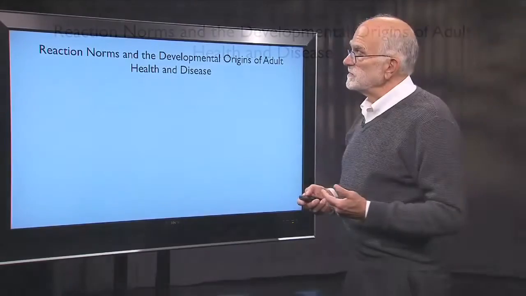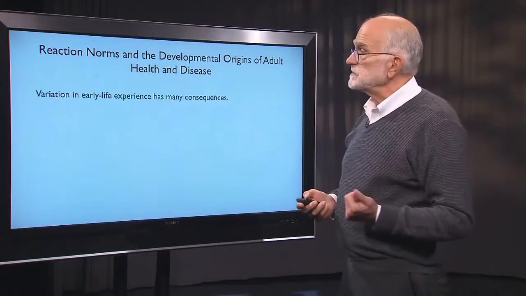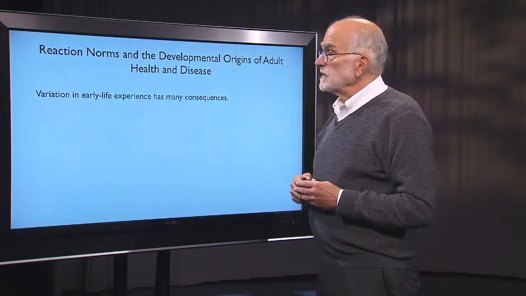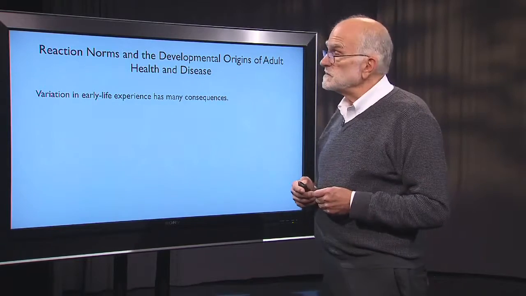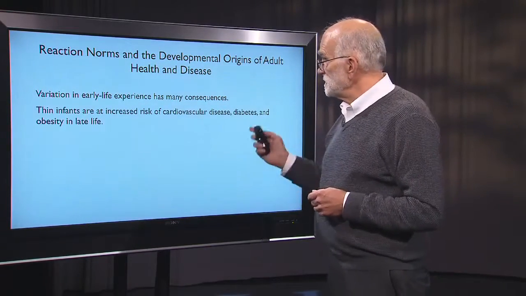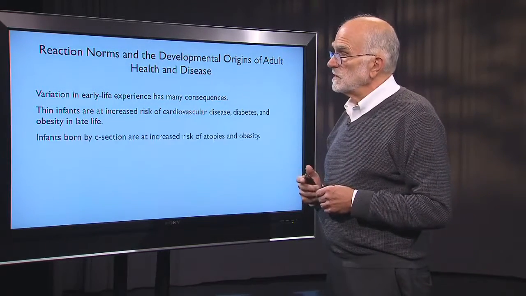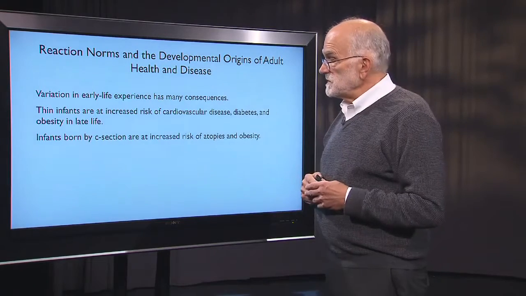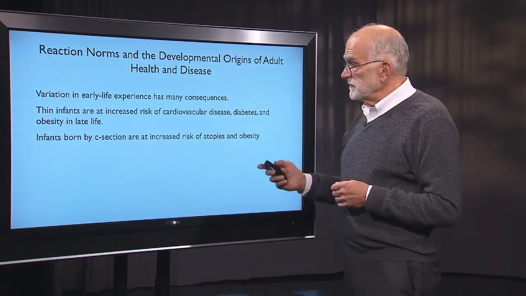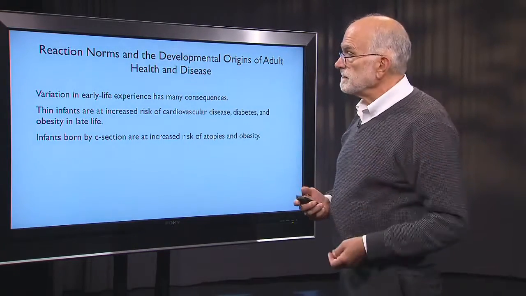So reaction norms, which perhaps were amusingly illustrated in the previous slide, actually have an important role in the origins of health and disease. Variation in early life experience has many consequences. Thin infants are at increased risk of cardiovascular disease, diabetes, and obesity in late life. That's called the metabolic syndrome. Infants who are born by C-section are at increased risk of atopies and obesity. Atopies are asthma, allergies, and eczema.